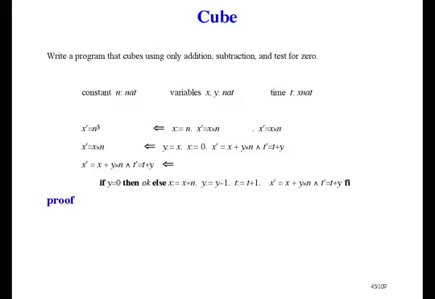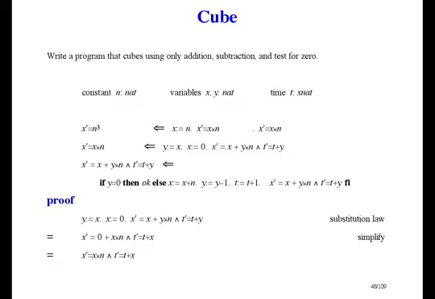Now I'm going to prove the middle refinement, starting with the right side. Use the substitution law twice. First, replace x with 0, and then replace y with x, and you get this. And if you simplify, you get this. And that tells us what the timing is for the middle refinement.